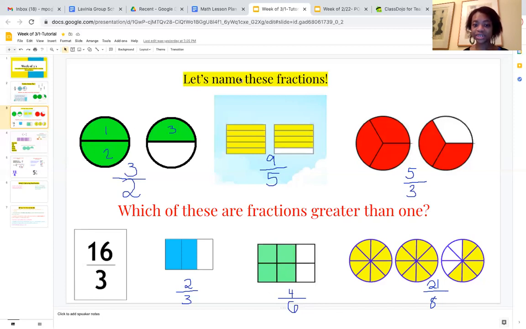So which of these fractions are greater than 1? We can definitely cross this out. This is a normal fraction, a regular fraction, a proper fraction, and we can see that the numerator is smaller than the denominator. So these are not fractions greater than 1. 16/3 is a fraction that is greater than 1, and so is 21/8.